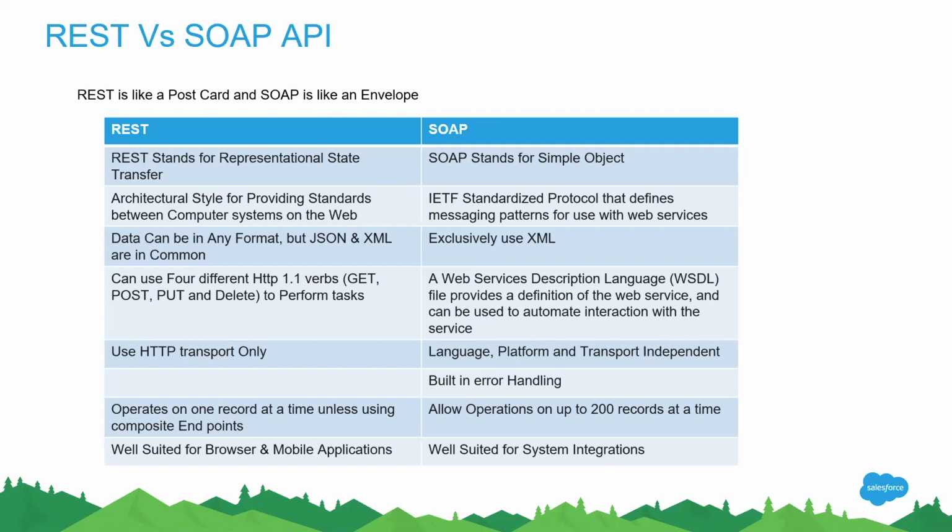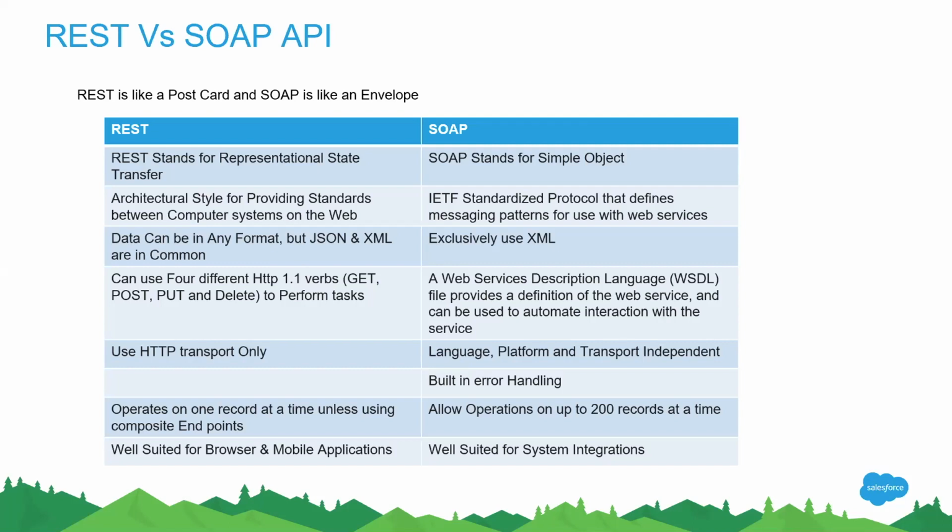SOAP can handle 200 records at a time. It allows 200 records at a time. So the other thing is, when you want to work with multiple records in REST API, you want to use the composite functions. REST you will be using more for browser and mobile related applications, and SOAP is a little bit complex. You'll use it mostly for system integrations.